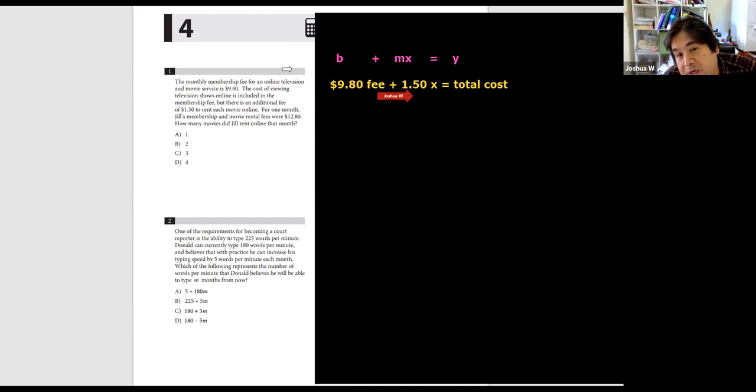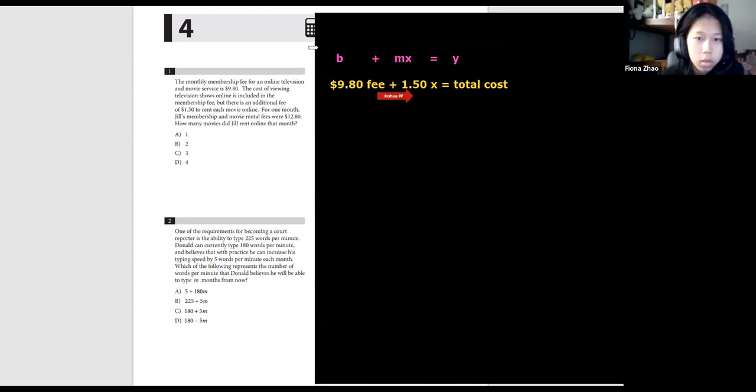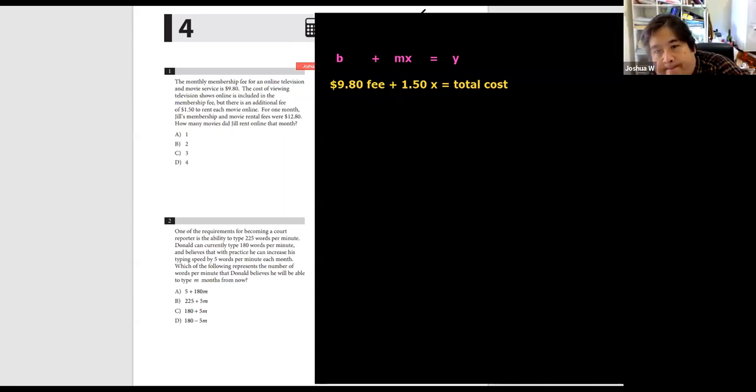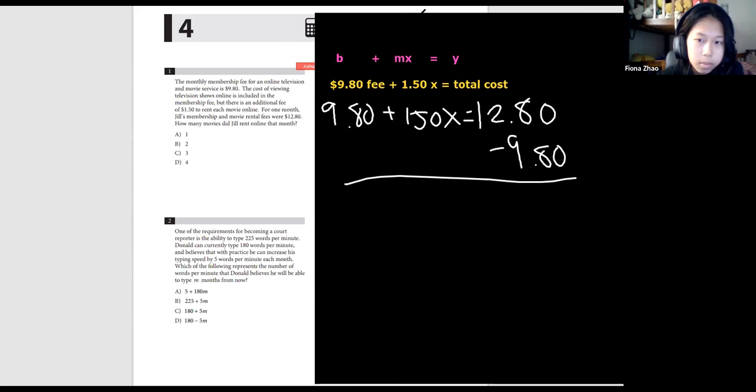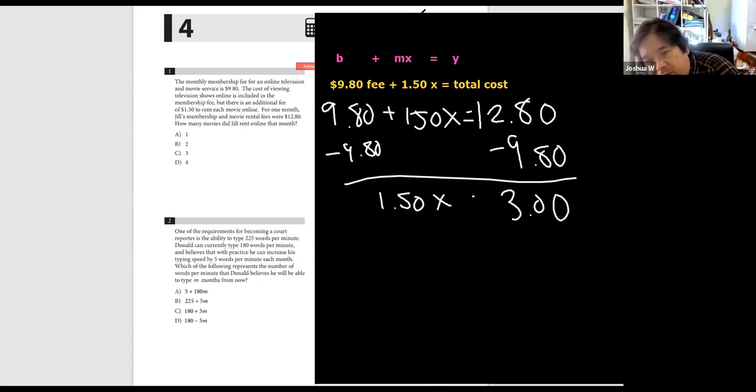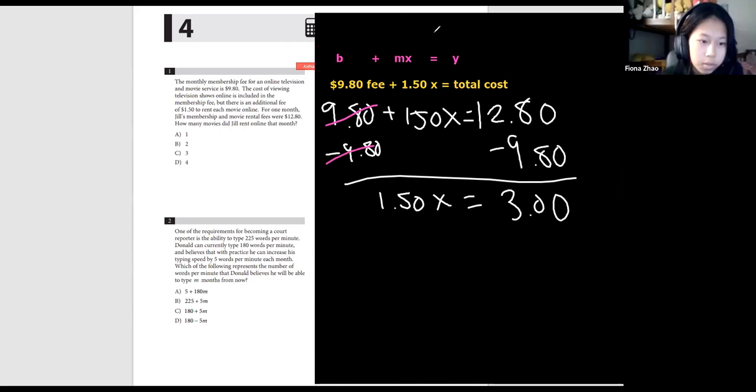So how would you solve this one, Fiona? I would input the total cost as $12.80. Okay. And then subtract $9.80 on both sides. And then divide by 1.5 on both sides to get X. Okay, and what did you get for X when you worked this out? 2.